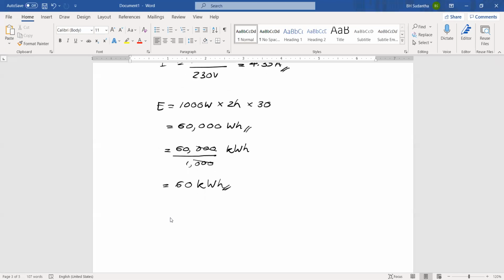Next, we can convert this 60,000 watt hours into minutes and then seconds. Then the unit is joule. 1, 2, 3.